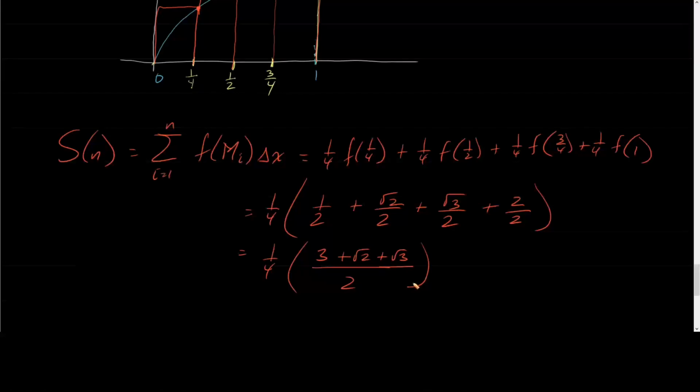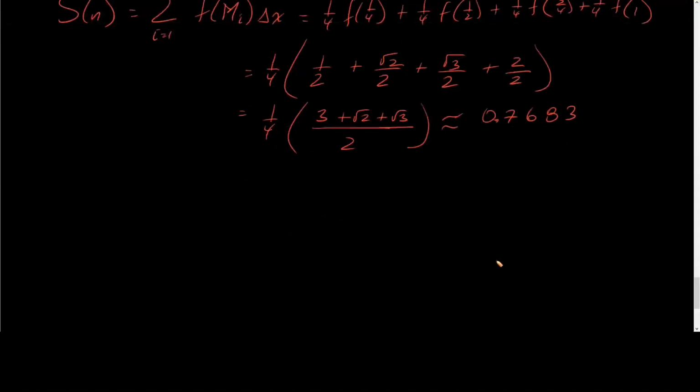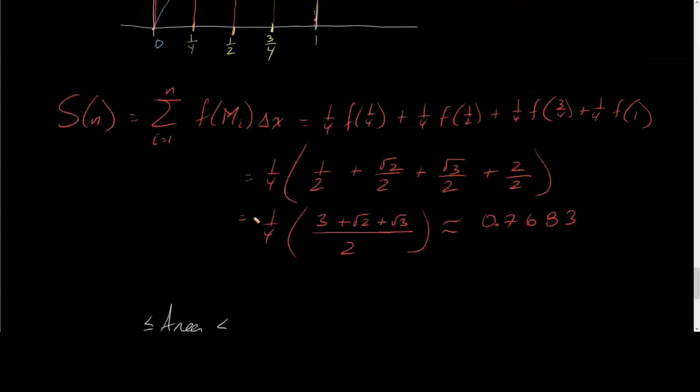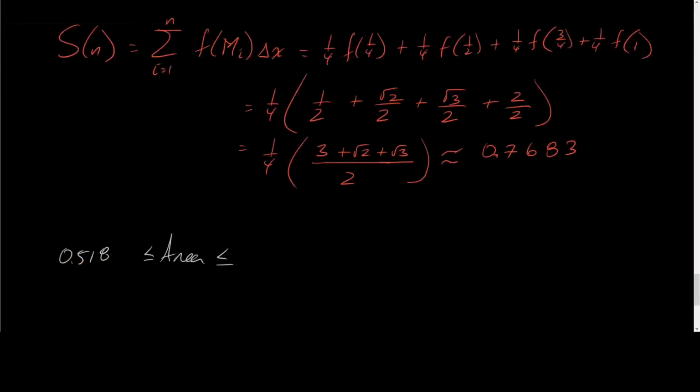And in here, this is approximately 0.7683. And that was supposed to be an 8. There we go. 0.7683. And what do we find here? What we found overall is that the true area is somewhere between, what was our lower sum? 0.5183 and 0.7683. Somewhere in between those.